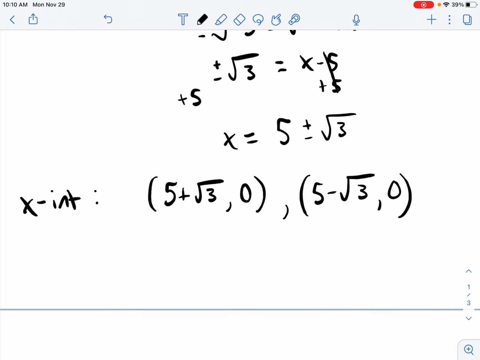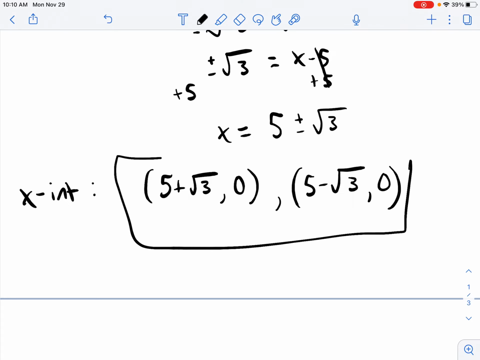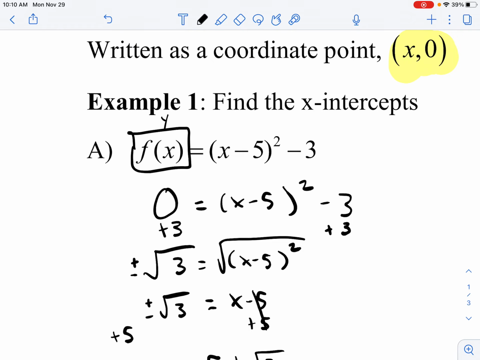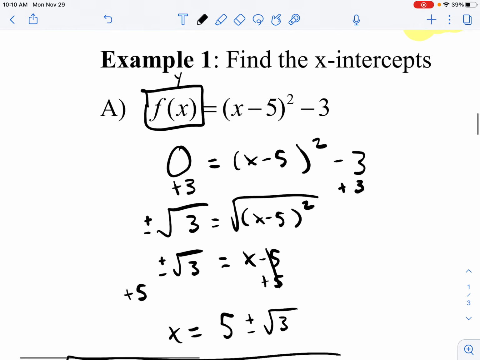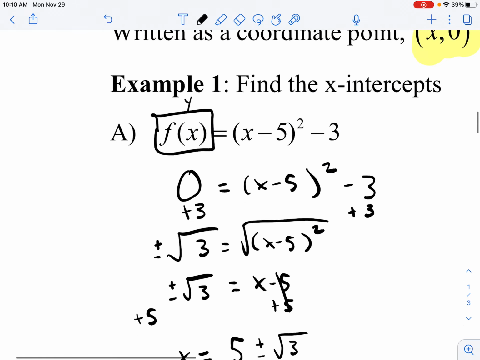Now your homework is going to be asking you to write your x-intercepts as a list, so you'll just need that comma between. And that's it. That would be your answer. Those are your x-intercepts. So it's really just Unit 5 in a nutshell: solving for x and then writing them as whatever your solution is, comma 0.